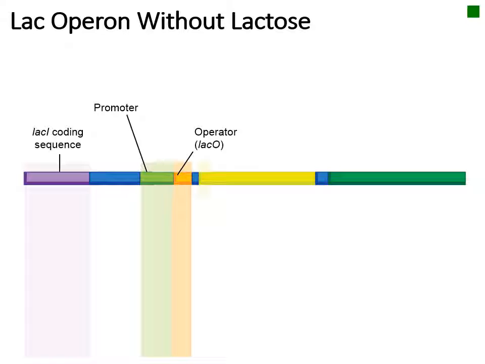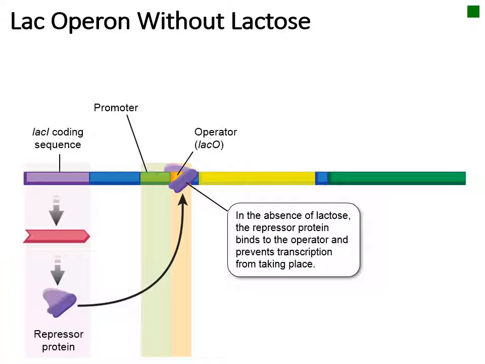The LAC-I gene, which is not part of the operon itself, is constantly expressed at a low level, so there is always LAC-I protein found in the cell. When there is no lactose present, the LAC-I protein binds to the operator site and prevents transcription of the genes by blocking the binding of RNA polymerase. With no transcription, there is no messenger RNA to be translated, so no proteins are made.